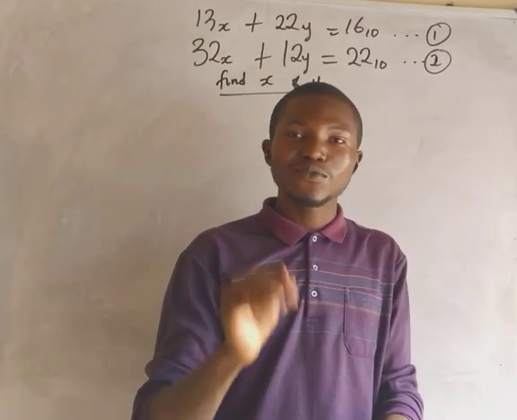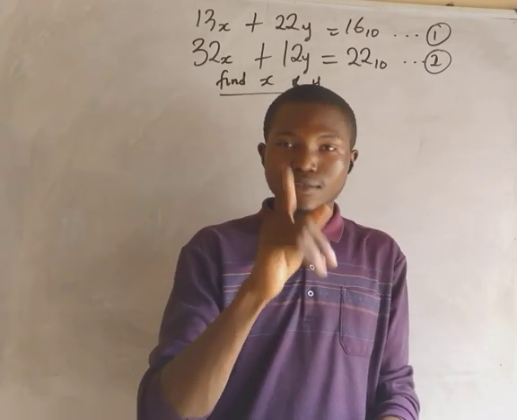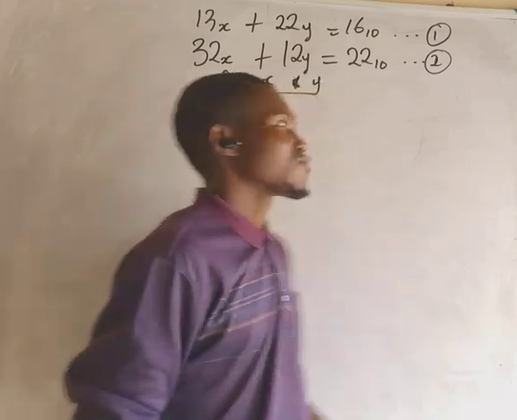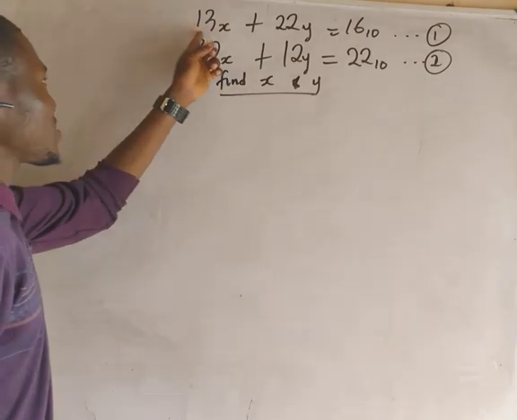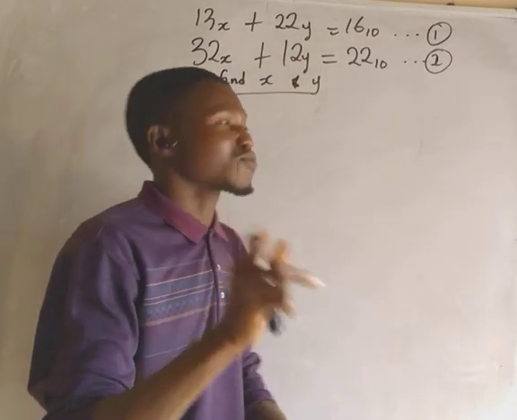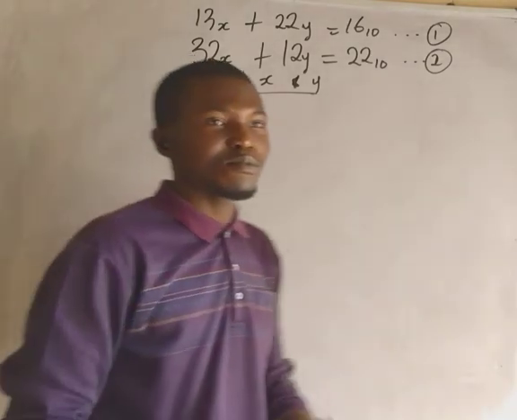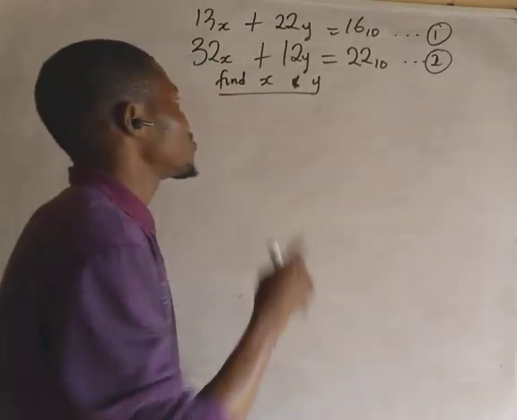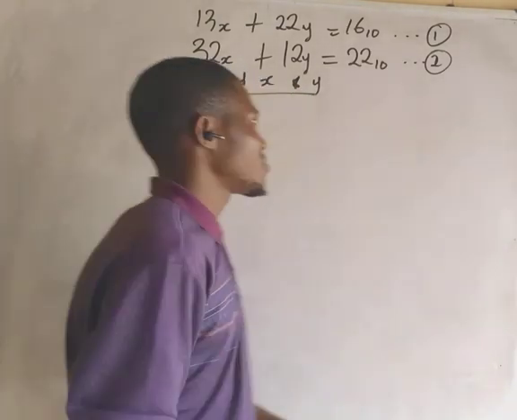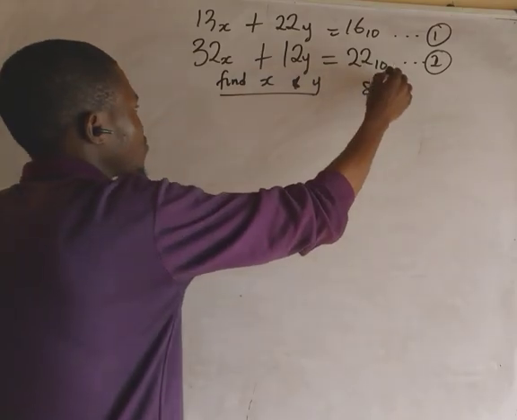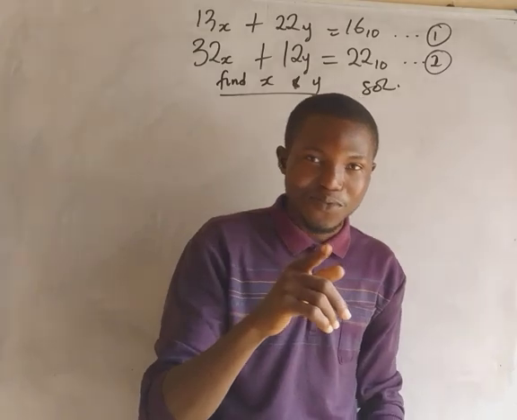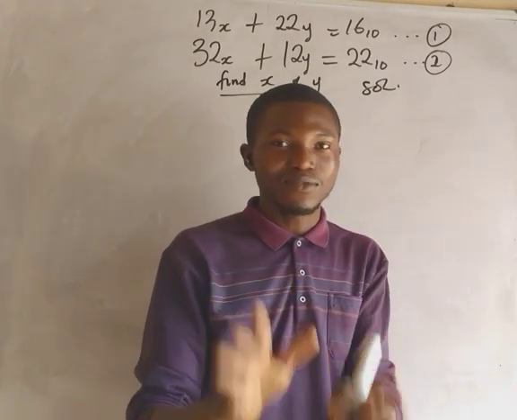This is simultaneous equation in number base, and this is a WAEC and JAMB question, so don't forget to watch to the end. We have 13 in base x plus 22 in base y is equal to 16 in base 10, equation 1. Then 32 in base x plus 12 in base y is equal to 22 in base 10. Let me show you how you can solve this in a few minutes. Don't forget to find the value of x and y. This is number base and simultaneous equation all together.